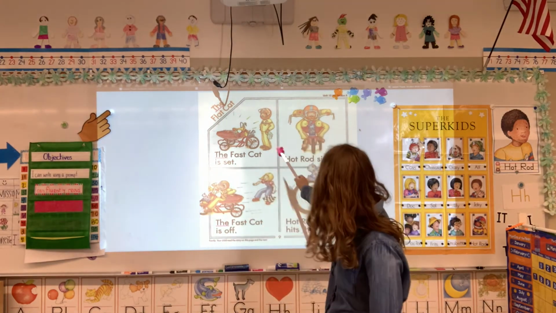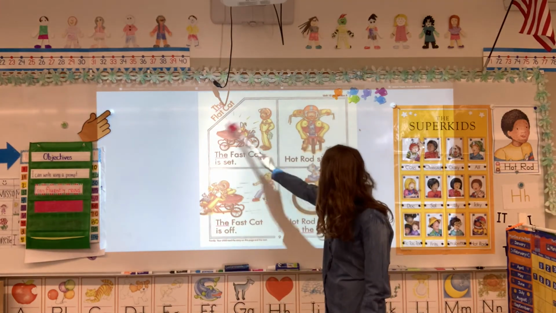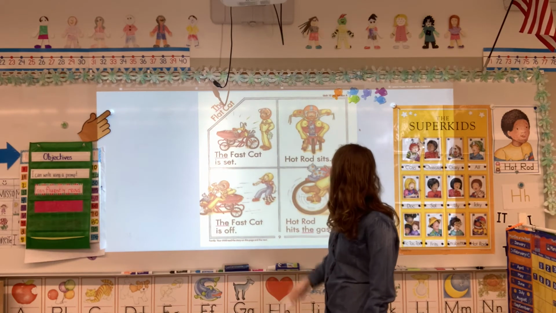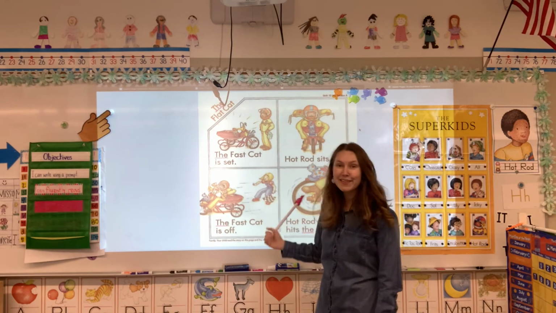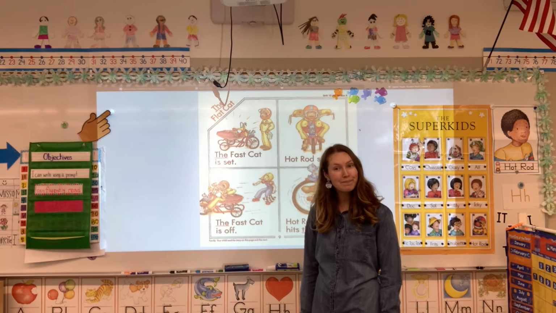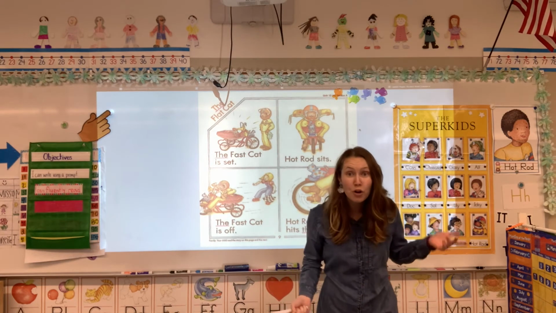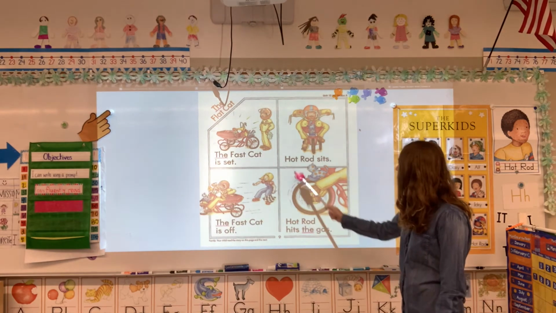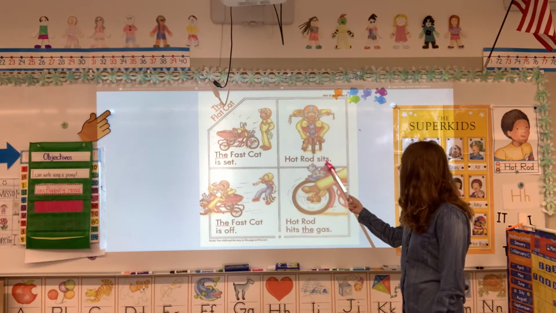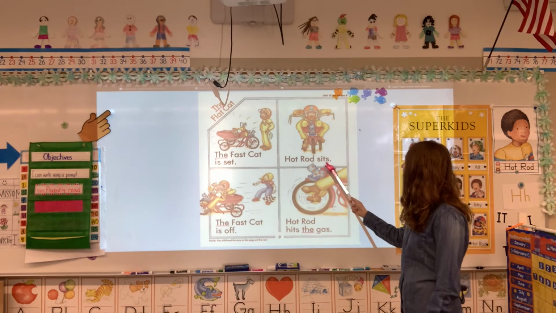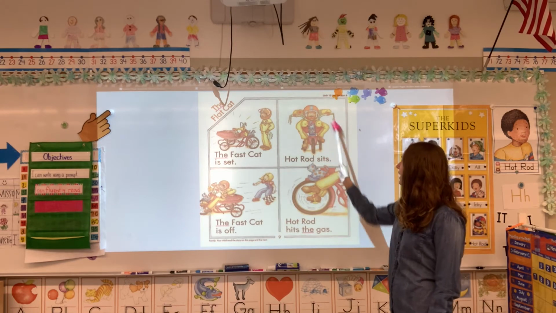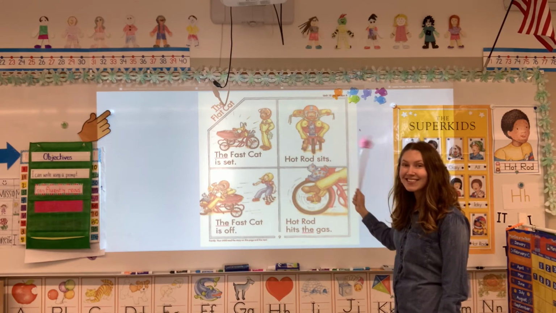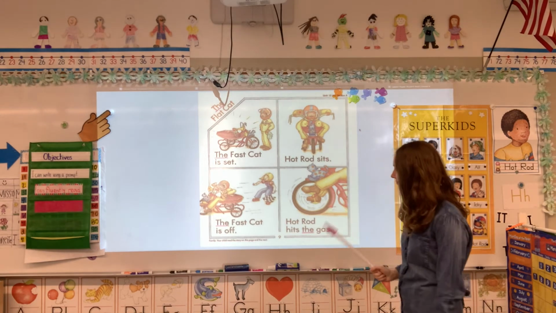I can see that Hot Rod looks like he got it all shiny. He's ready to ride it. He's got his helmet on. It's ready to go. I wonder where he's going to go. Maybe he's going to take it for a ride or go on a race? Let's find out. Hot Rod sits. Ooh, he looks excited. He looks like he's ready to get racing.